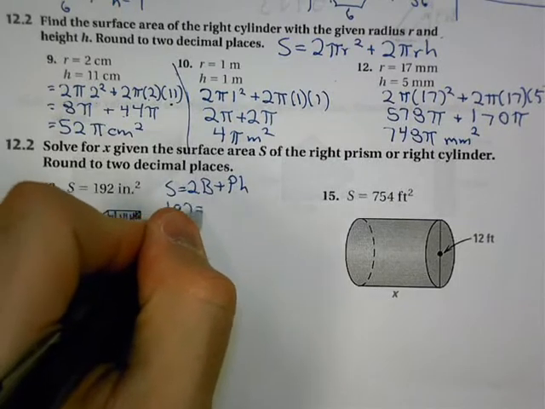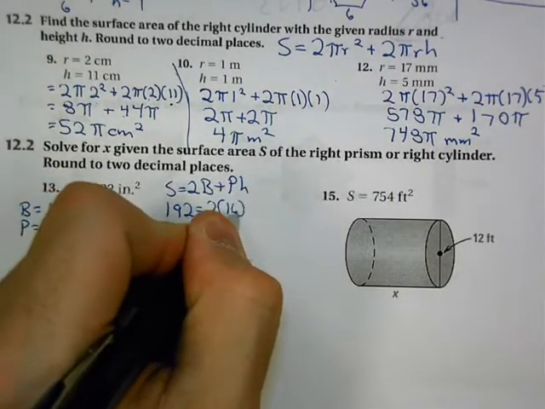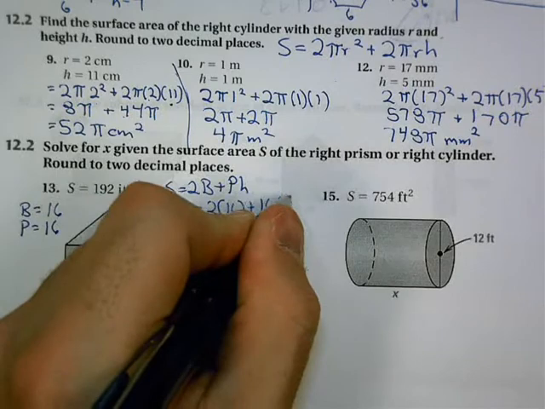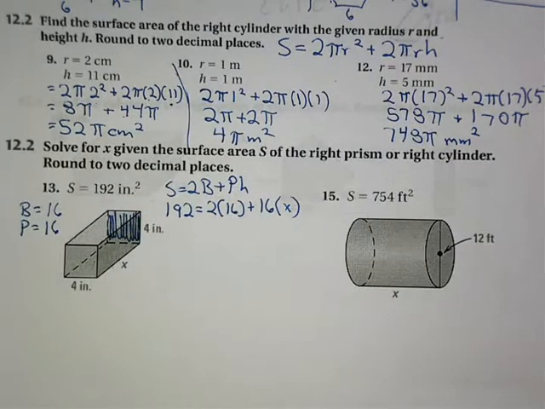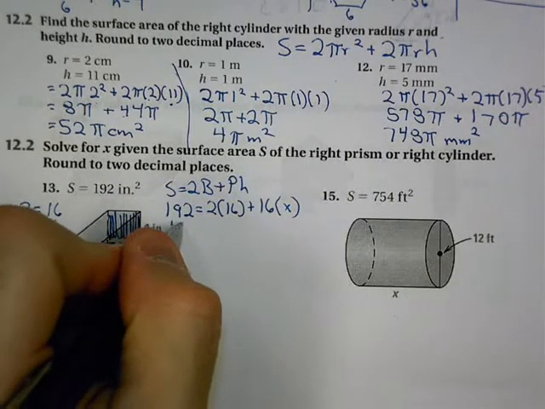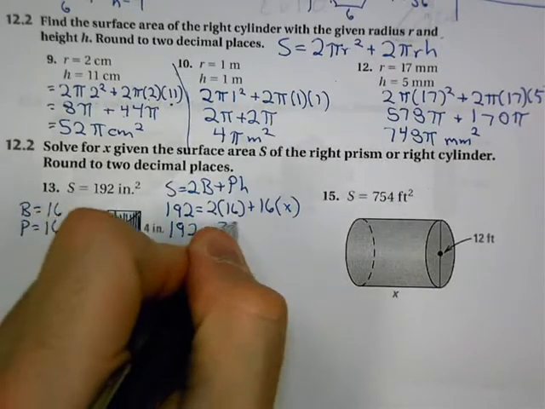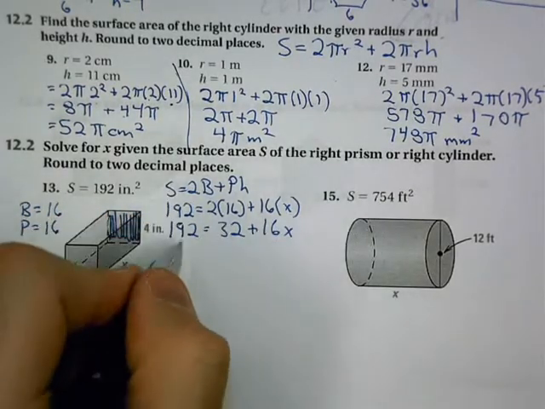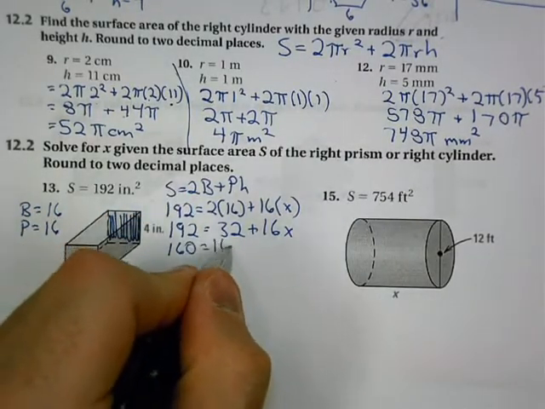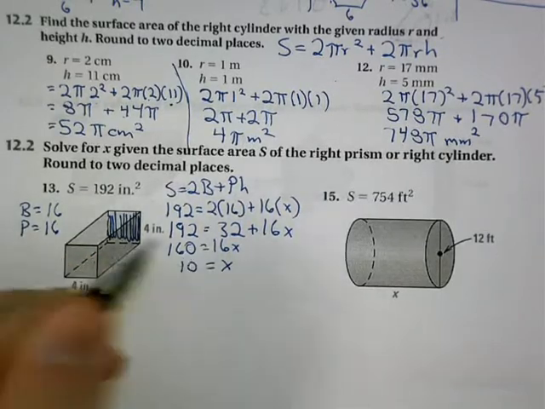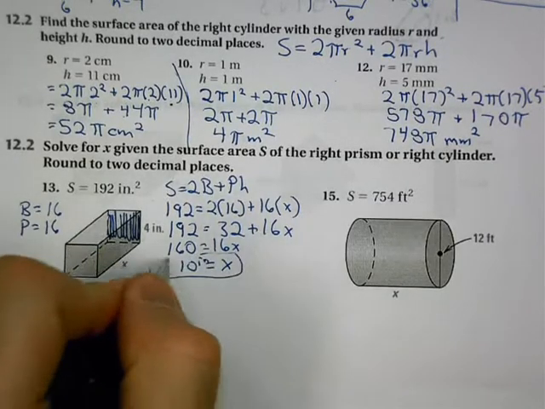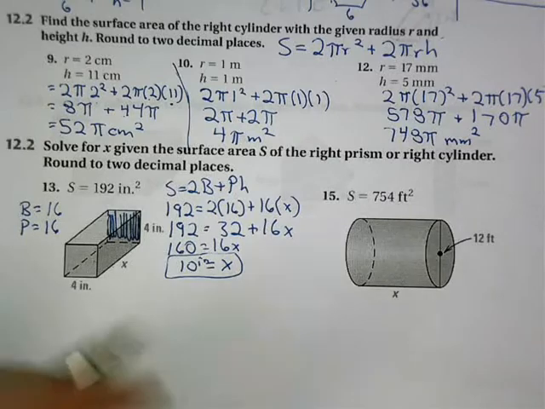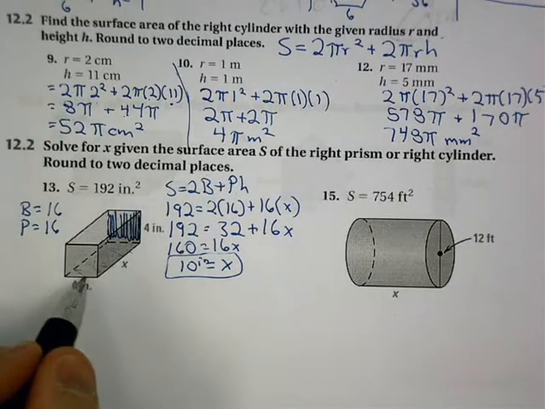So when I solve it now, I have this, and it's only x in one spot. Now, 192 equals 32 plus 16x. I get 160 equals 16x, and x is 10 inches. Now, let's go back and let's assume that I use this piece as the base.